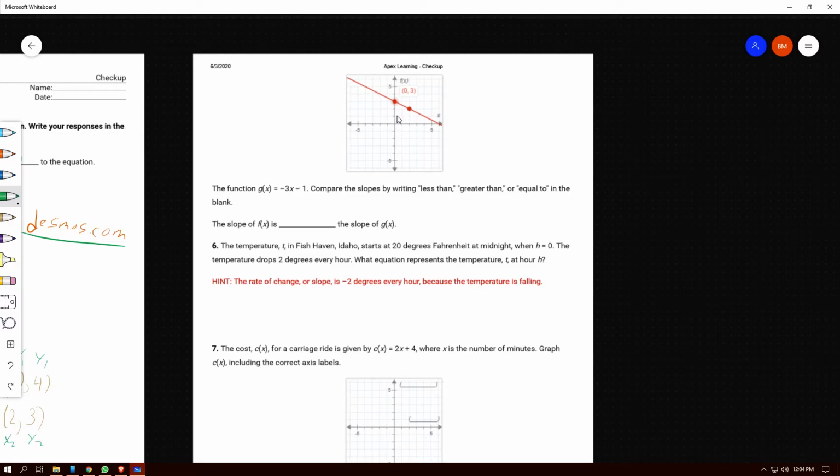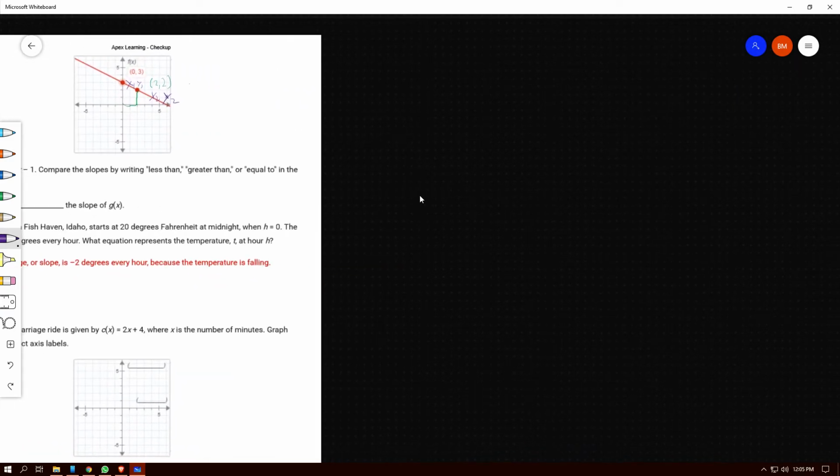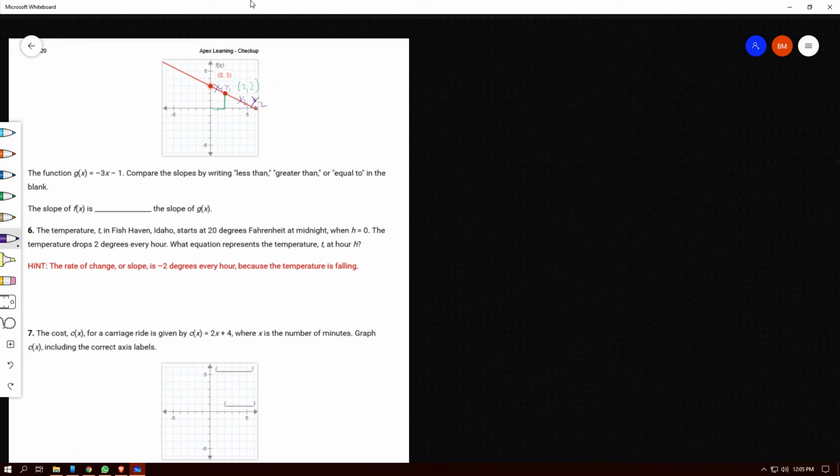So we have 1, 2, and then 1, 2. So this is going to be an ordered pair 2, 2. And then I need to label these, because I have to calculate a slope. So I have x1, y1, x2, y2. I need to compare slopes, so the only way for me to do that is to actually calculate the slope. Let me move this over so I get more space on my tablet here.